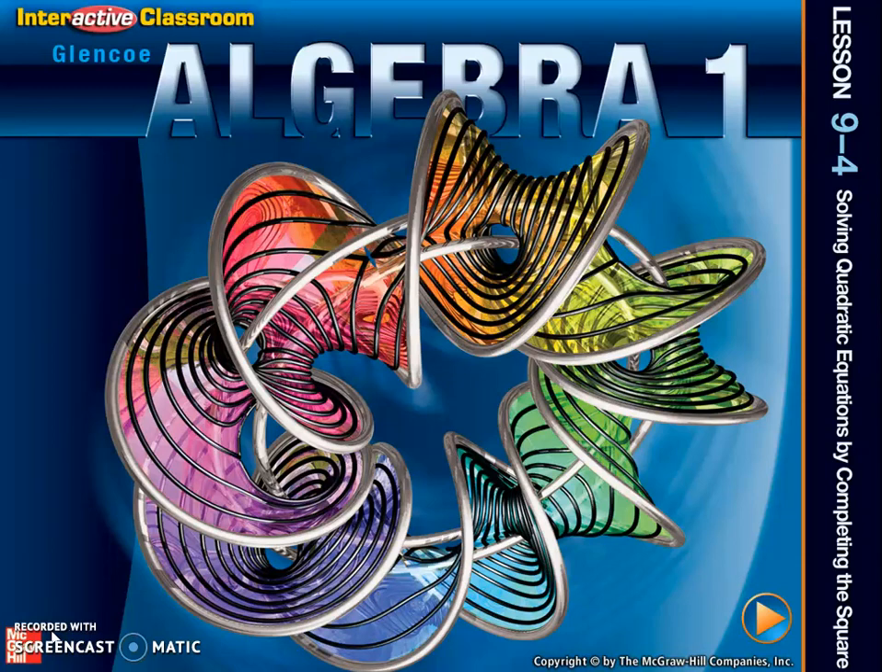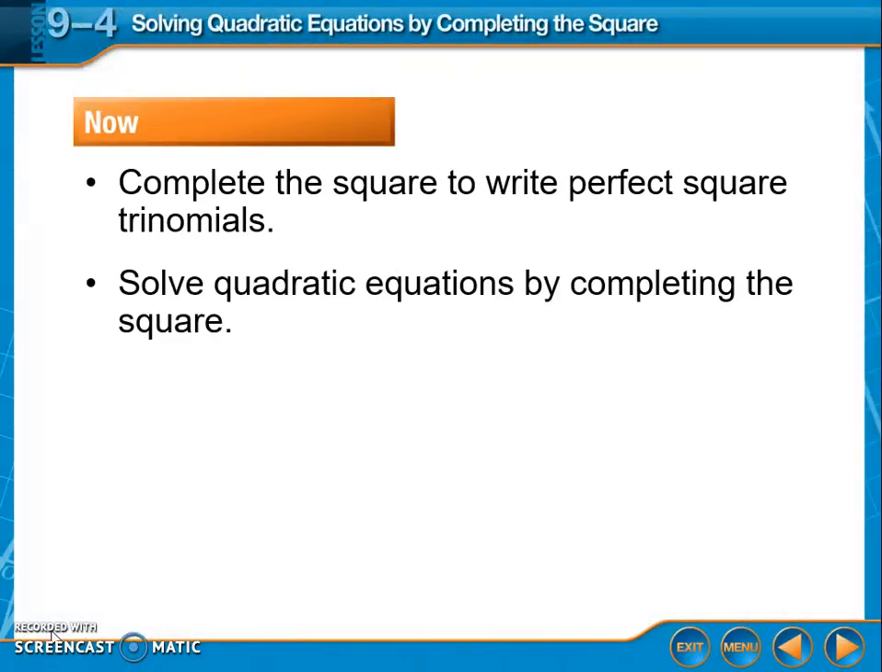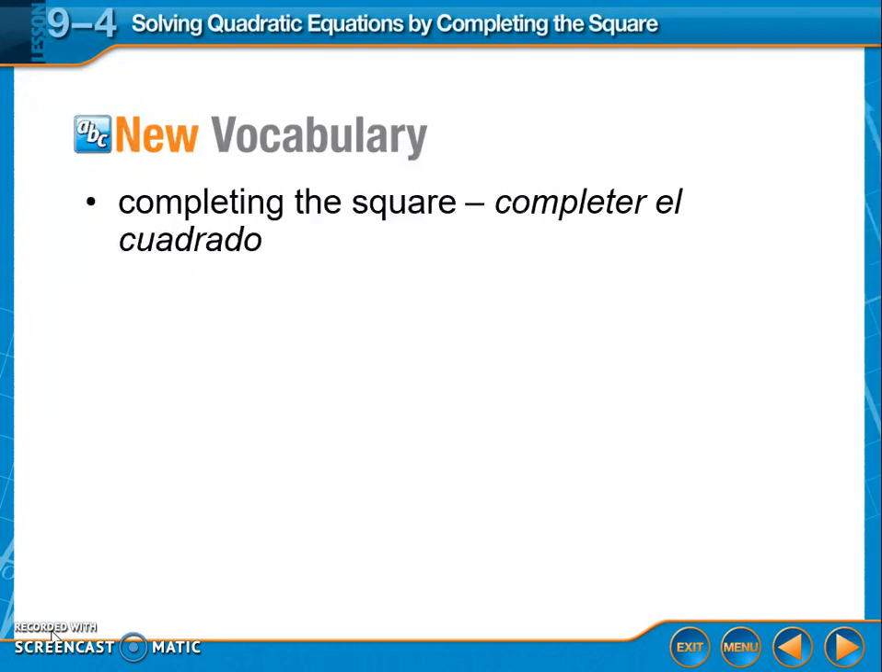Lesson 9.4, solving quadratic equations by completing the square. In this lesson, you will learn to complete the square, to write perfect square trinomials, and also solve quadratic equations by completing the square. And the vocabulary for this section is completing the square.